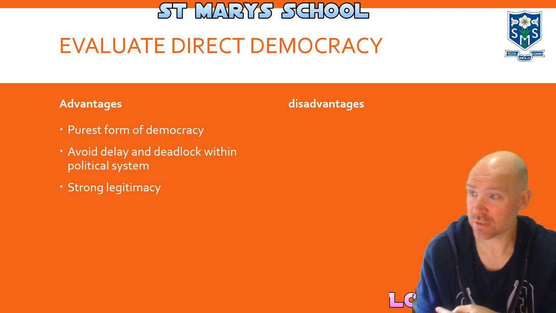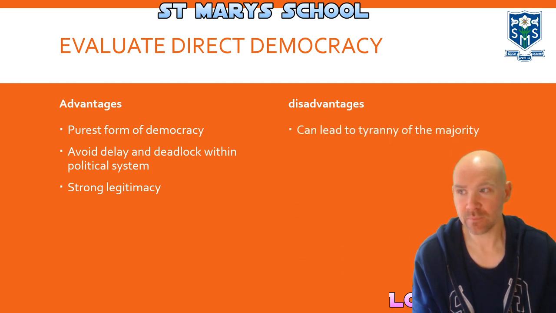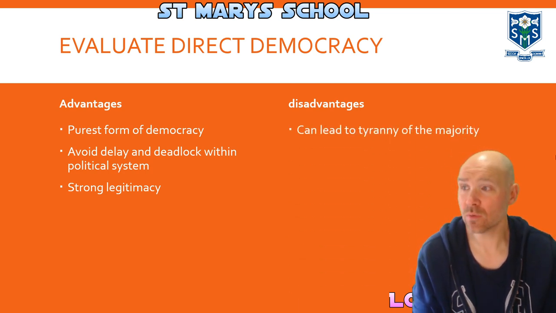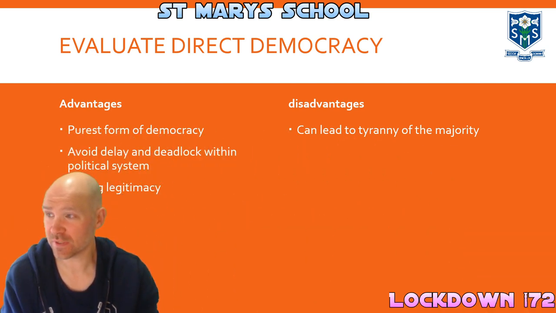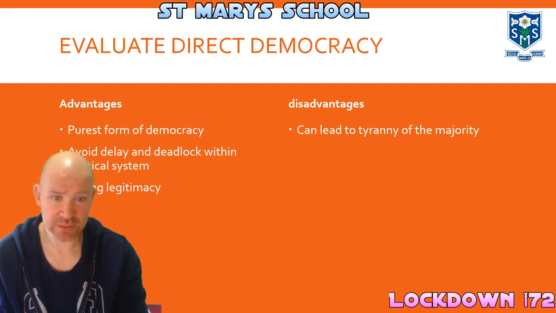Whereas direct democracy, as one of its advantages, really does give good legitimacy to its decisions. But why don't we actually have direct democracy then? If it's so good, if it's the purest form, if it's so fast and it provides legitimacy, then why don't we do it? Well, the first big disadvantage is that it can lead to what we call a tyranny of the majority. This is a key phrase.